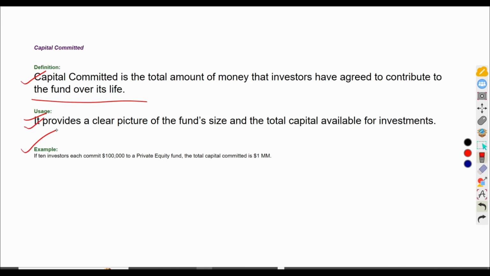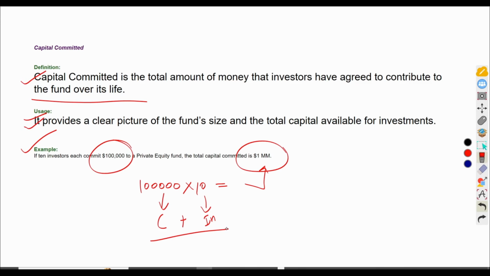If I take an example, let's say 10 investors each commit 100k to a private equity fund, the total capital committed is 1 million. So it means the total of all 10. If 10 investors commit, that becomes 1 million capital. Each commitment, or committed capital, multiplied by the total number of investors, is equal to your total capital committed. So this is how you can calculate capital committed for that particular fund.